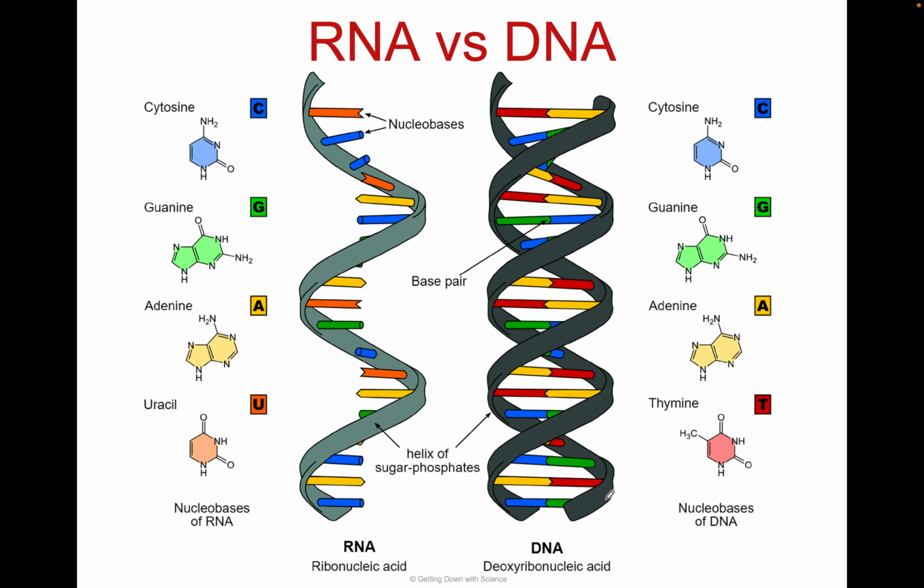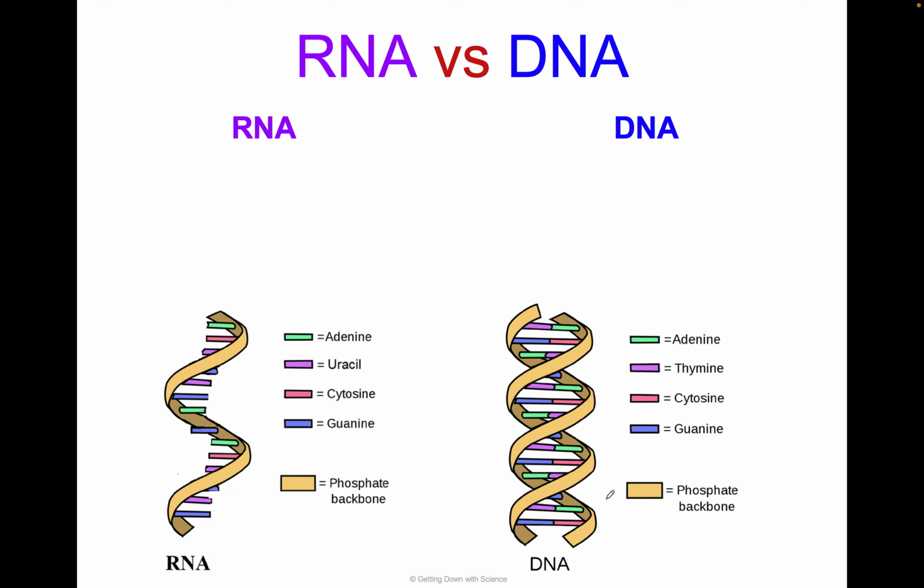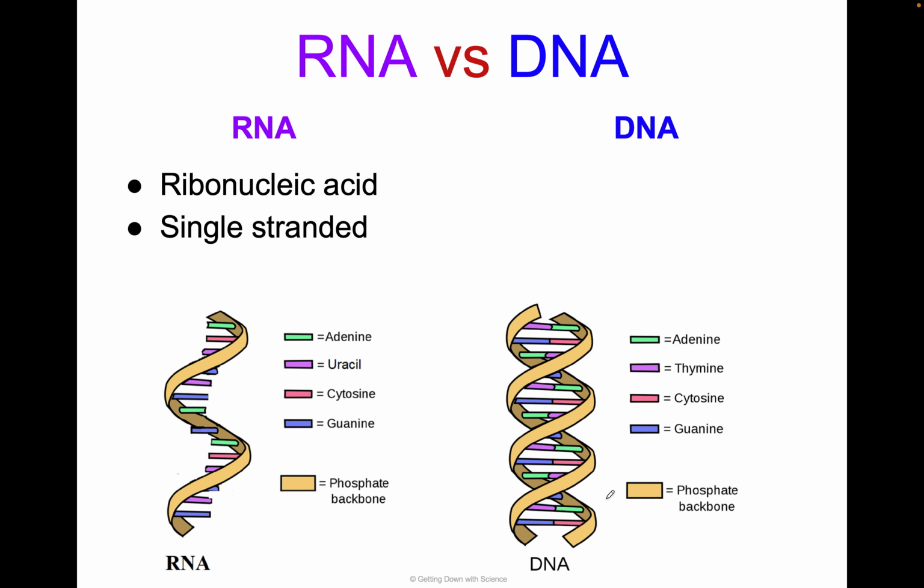Here you go, in all of its glory. Main structural differences between RNA and DNA. Take it all in, pause the video if you have to. Here are some main differences. Number one, RNA is ribonucleic acid. It is single-stranded. And instead of thymine, we have uracil. So in RNA, A always goes with U, C always goes with G.